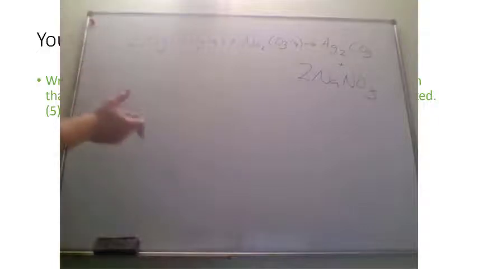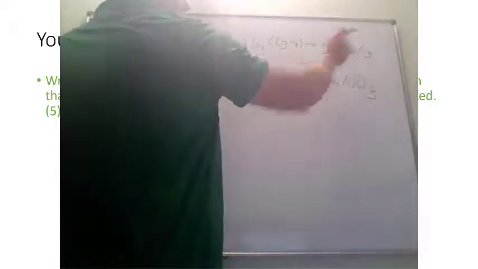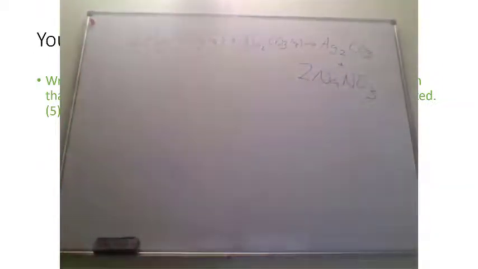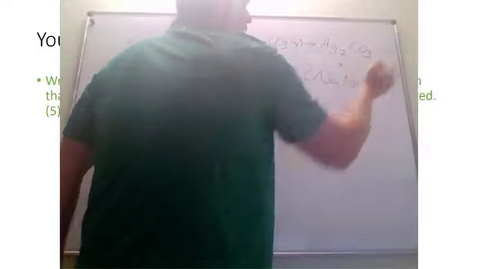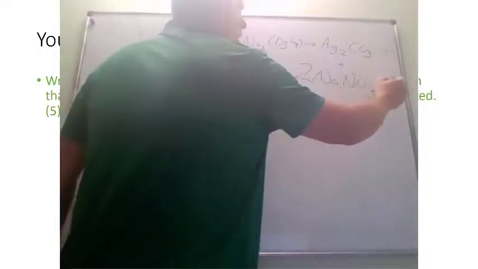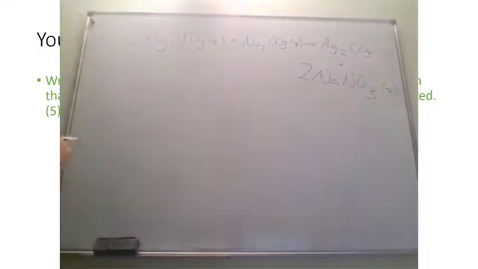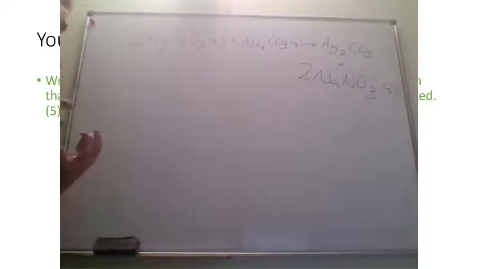All right, and then identifying our soluble and insoluble species, we know that carbonates are always insoluble unless they're combined with our alkali metals or our ammonium. So we know that this is going to be a solid. And sodium nitrate we know is going to be fully aqueous. Okay, so this balanced equation here is our answer for the molecular equation.